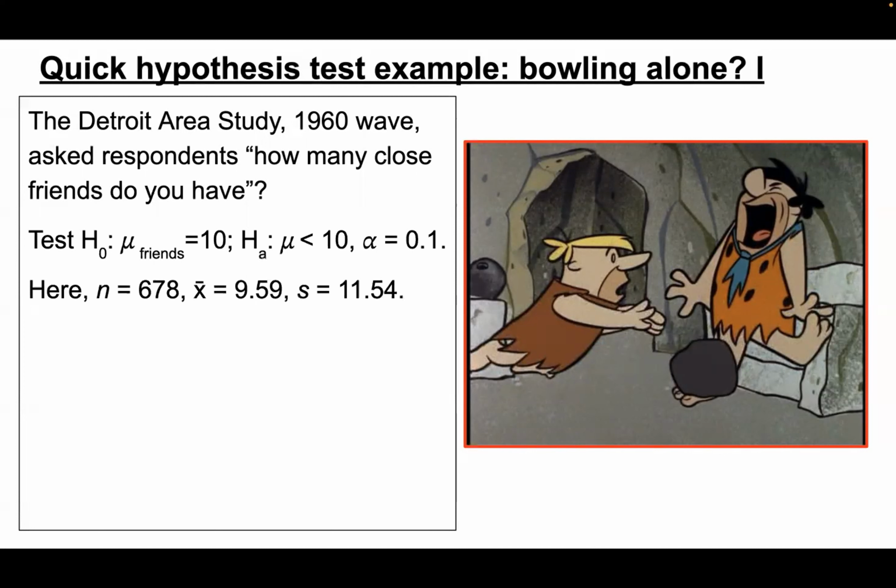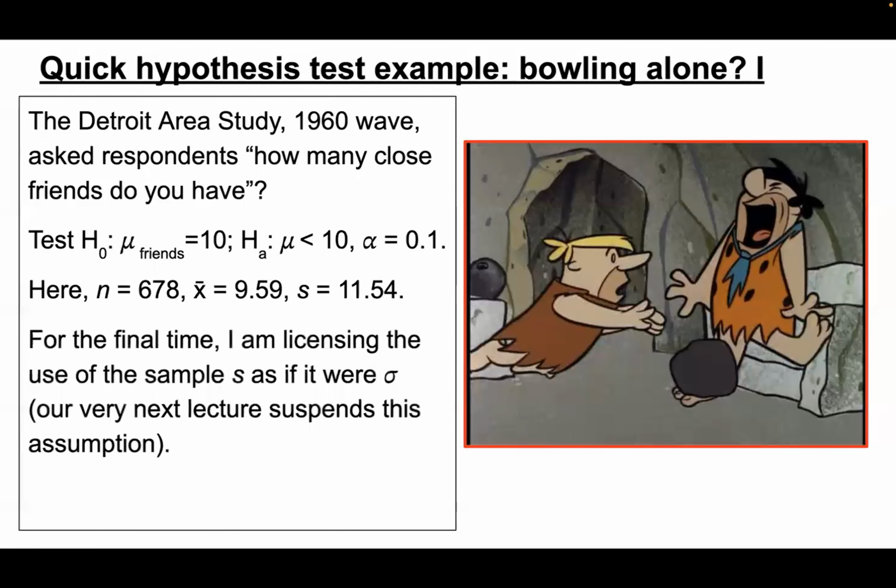And here is n = 678. Our X bar, our empirical sample mean, is 9.59, so a little bit below 10. And our sample standard deviation, which we'll use to estimate sigma, is 11.54. In our next lecture, we'll still use S to estimate sigma, but we're going to pay a penalty for it. The penalty is that we don't get to use a normal curve for the sampling distribution.